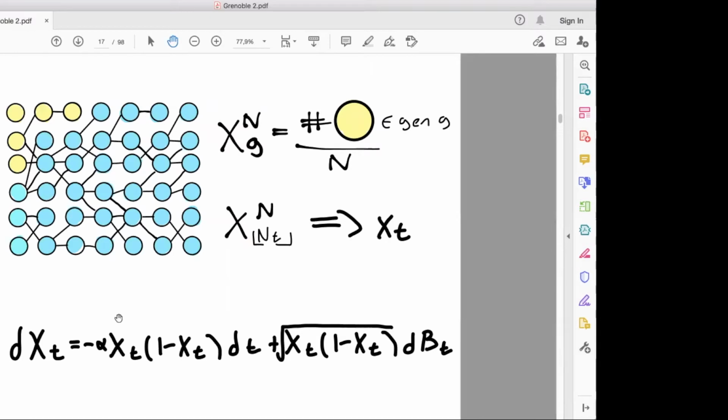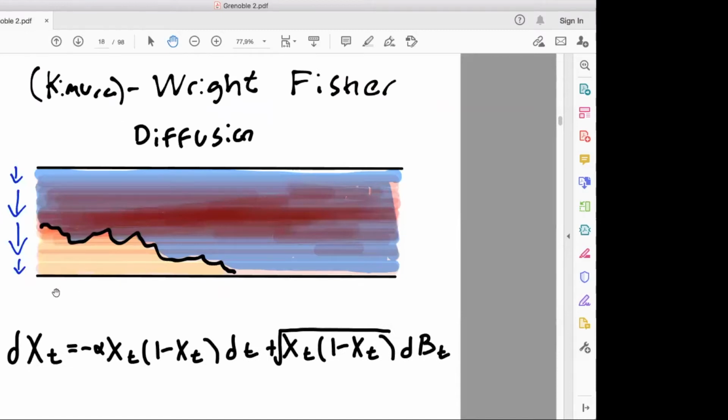So if you look at this, it's exactly the same diffusion that you had before in the first part, but now we have a drift. Now we have a blue part that is helping the blue individuals, and it's asking the yellow individuals to go to extinction. So it looks something like this. Now the deterministic part is pointing downwards, and the noise part is exactly the same as before.